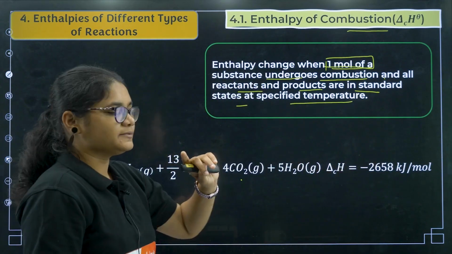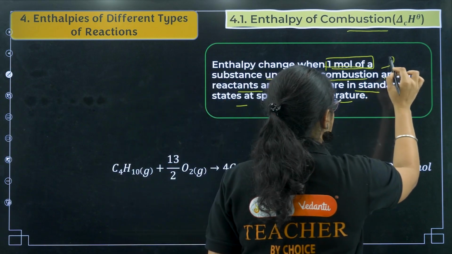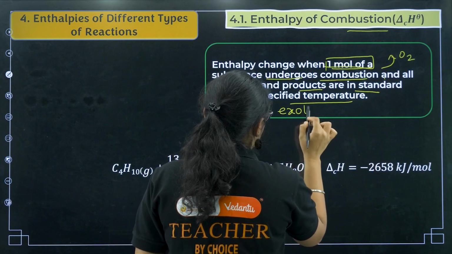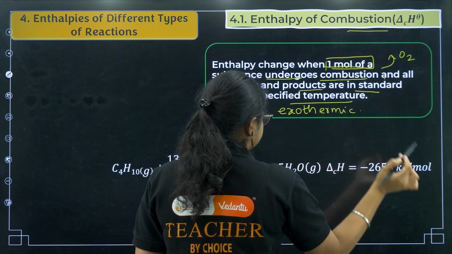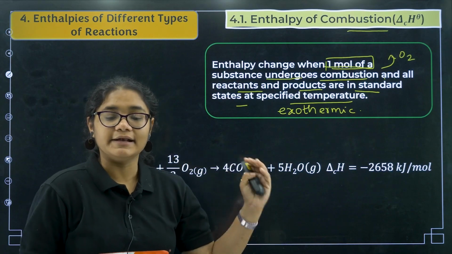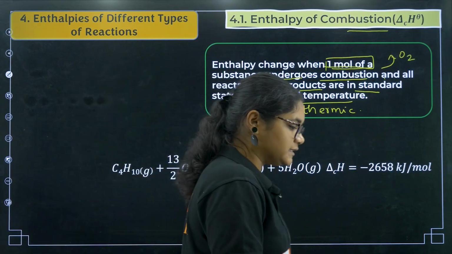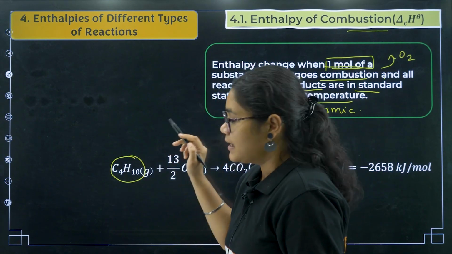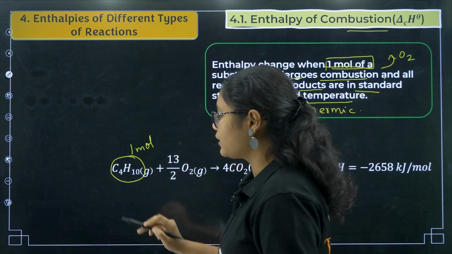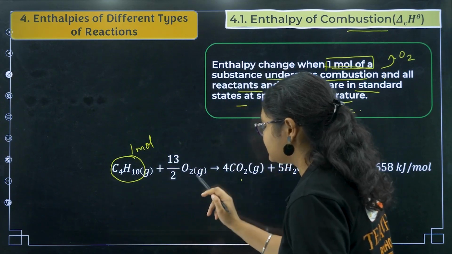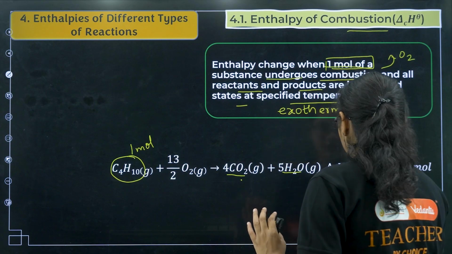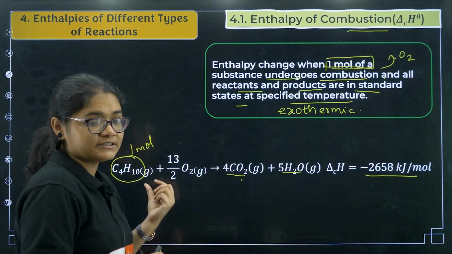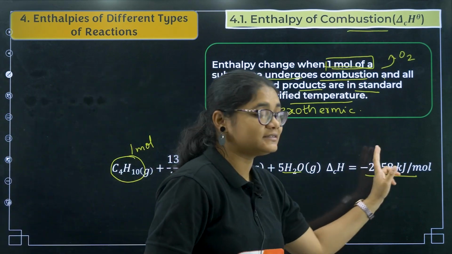Okay, so 1 mole of a substance should undergo combustion, meaning it should react with what? Oxygen. Okay, and enthalpy of combustion is always exothermic. Energy is released in this case. You should remember it is an exothermic process. Now for example, you can see the combustion of C4H10 is taking place, right? Here, in the case of combustion, the reactant should always be 1 mole. Okay, 1 mole of C4H10 is reacting with this much oxygen to give you carbon dioxide and water. Enthalpy of combustion is -2658. Means when this 1 mole of C4H10 is undergoing combustion, this much energy is released.